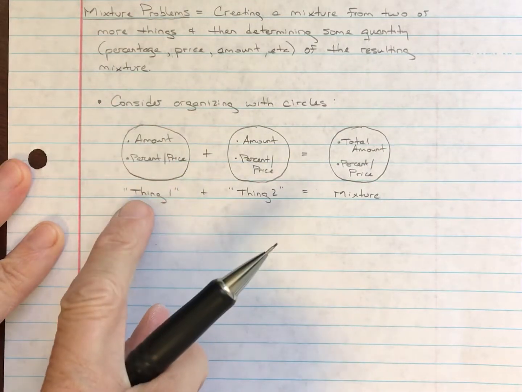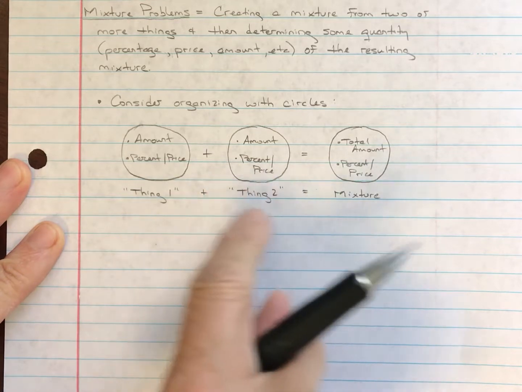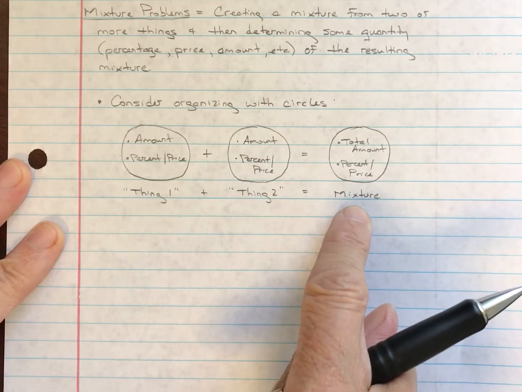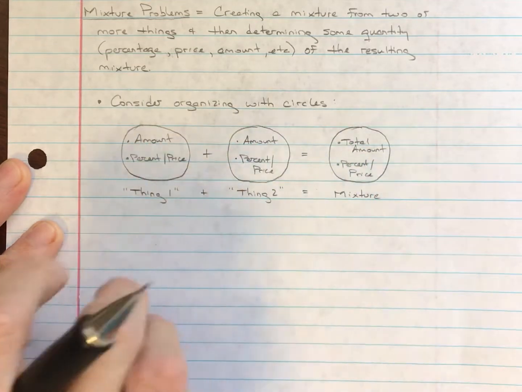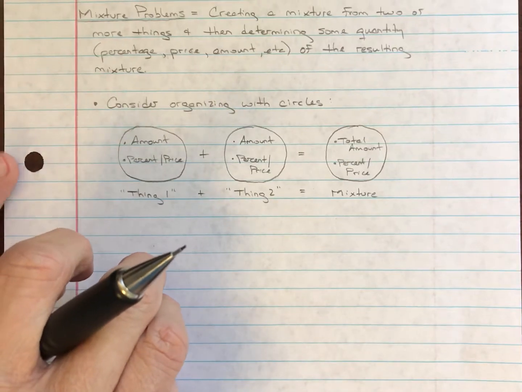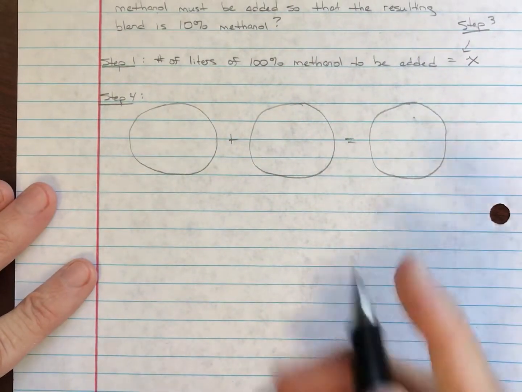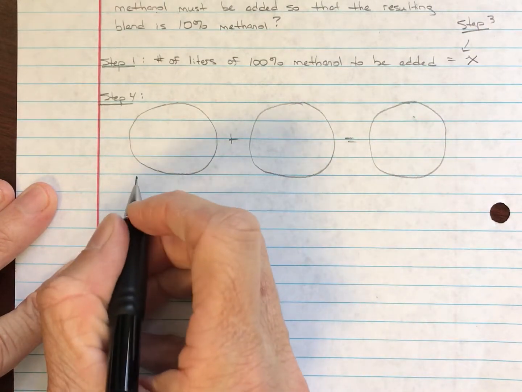Okay, in each, I talk about the thing 1, I'm adding something, thing 2 is being added to thing 1 to get the mixture, and within each circle, the amount and the percent or the price or however it is defined. Okay, let's take a look here. So this is the gas methanol blend.